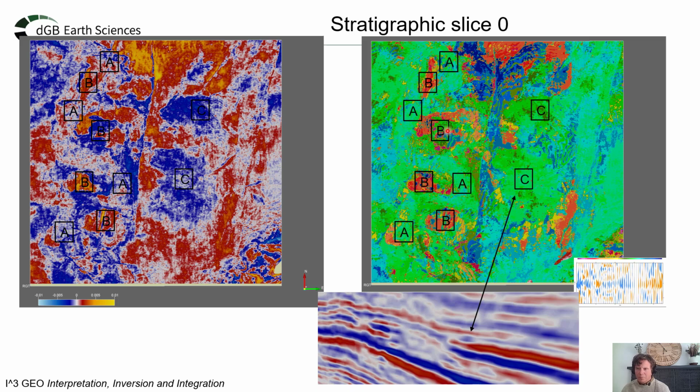Point bars B are very recognizable and have a hard signature. Further, indicated by C, some overbank splays are visible.